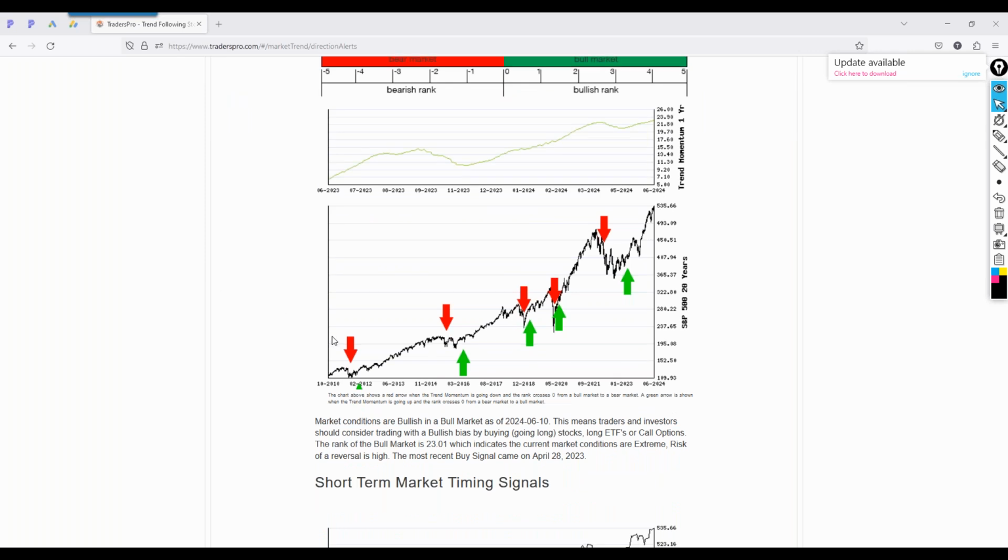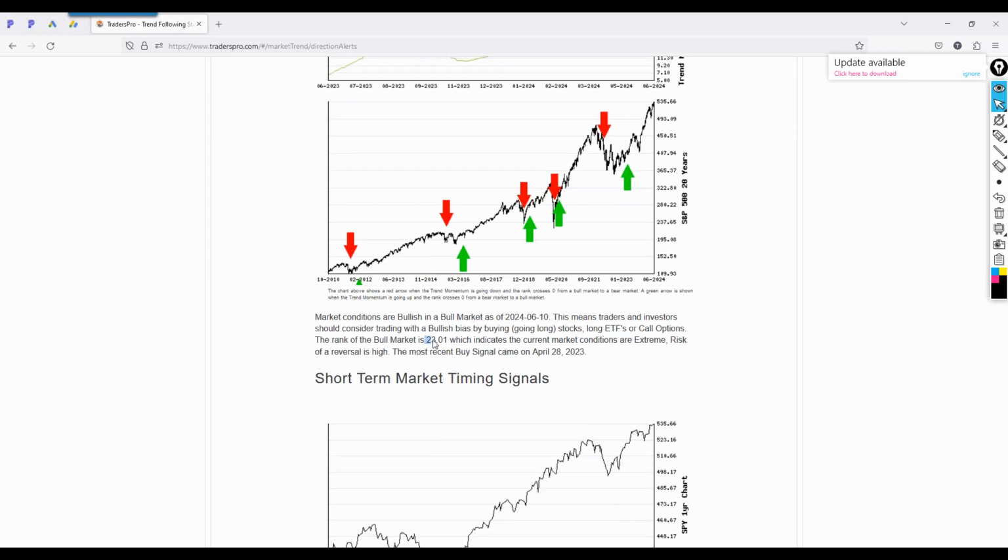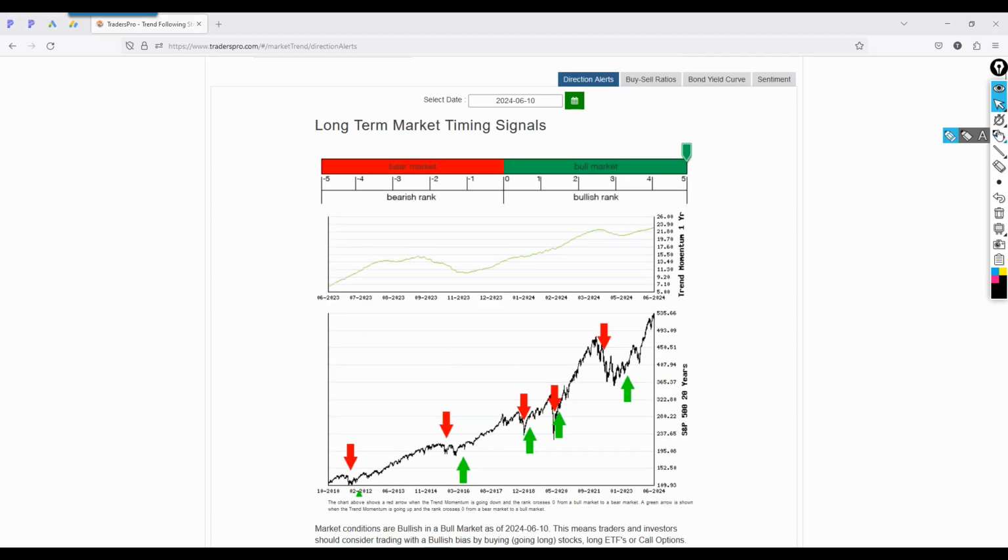Market conditions still remaining bullish in this bull market. We actually have popped up to that 23 number here. We've been sitting around that 22 number. That is this line on this chart, this trend momentum. And when this represents over on this side of the axis, there's a zero line. And when that trend crosses up above zero, then we get this green line here.